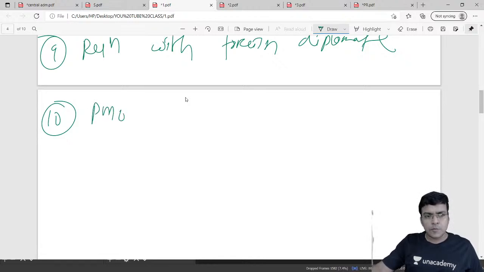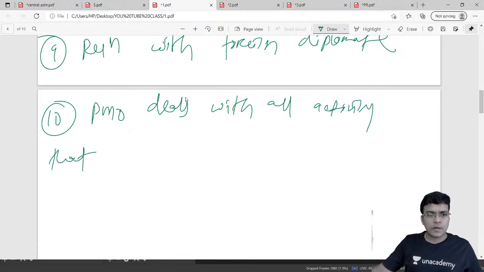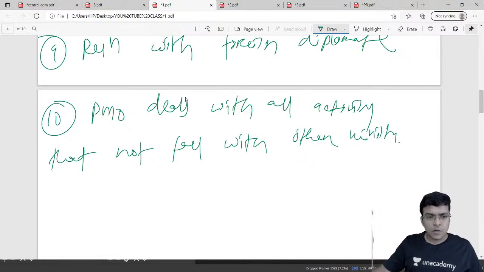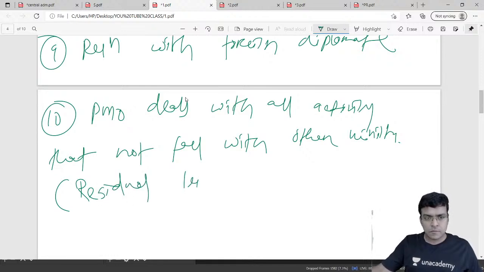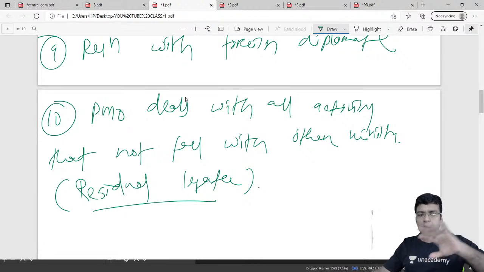The PMO deals with all activity that does not fall with any other ministry. This is called residual legatee. The PMO is known as residual legatee. That means the matter that does not fall in any other ministry falls with the PM.